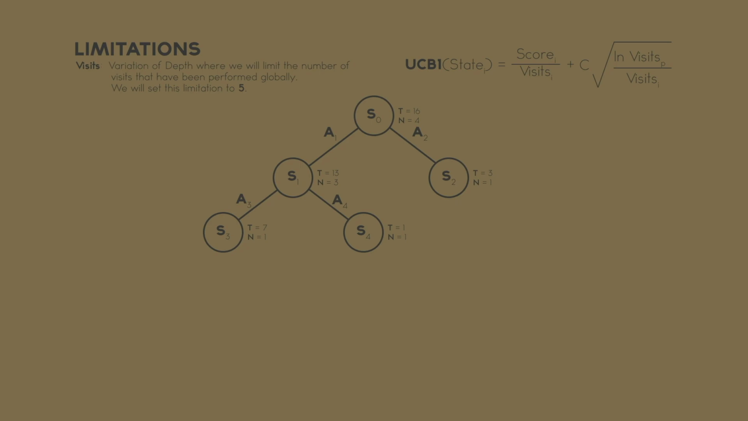S3 has been visited before. Expansion occurs, resulting in new states S5 and S6. S5 is chosen as the first child node, and rollout is performed. A value of 0 is produced, which is backpropagated.